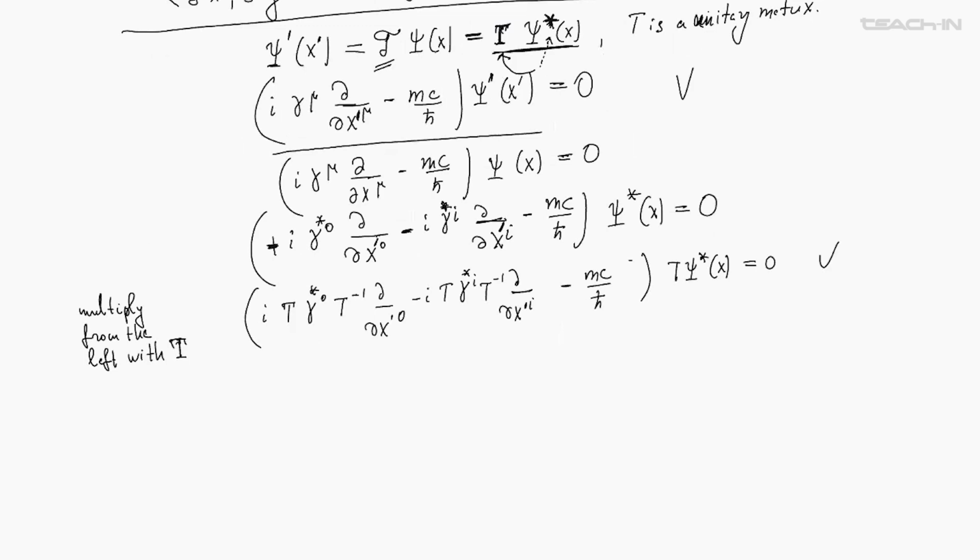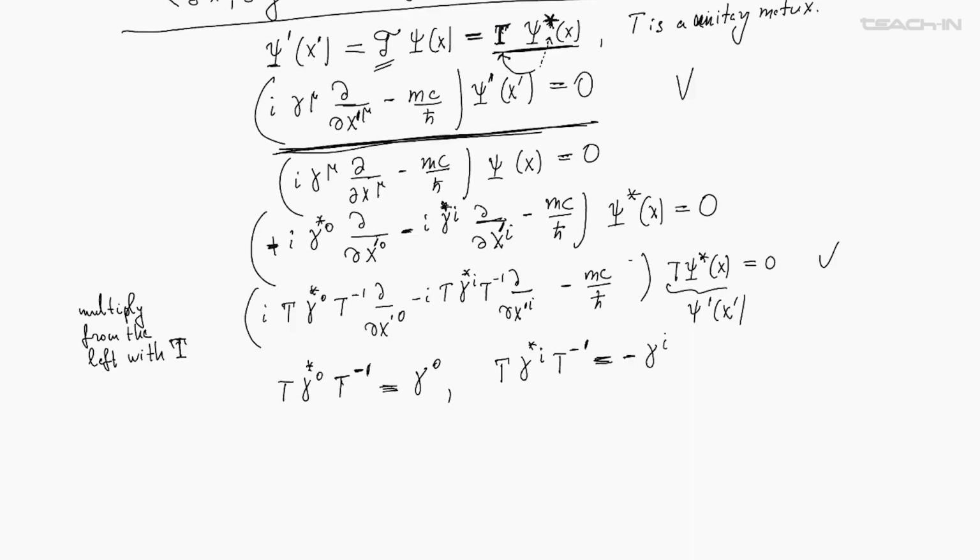And in order for this equation to coincide with this expression here, what we have to do is to require that t gamma 0 star t minus 1 is gamma 0, and t gamma i star t minus 1 coincides with minus gamma i. Then our conjugated equation multiplied with t will just turn into the Dirac equation in the new frame. So this means that matrix T must satisfy these relations here.